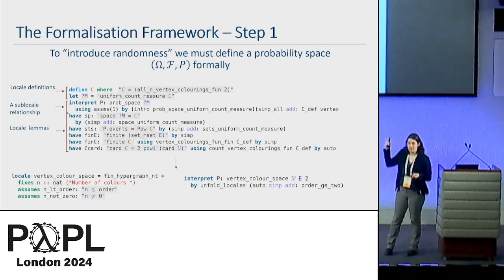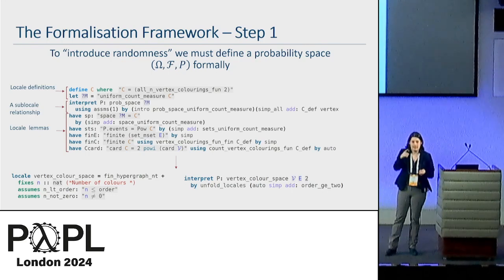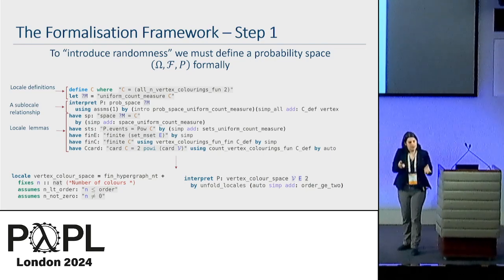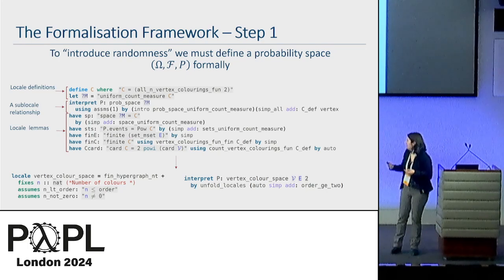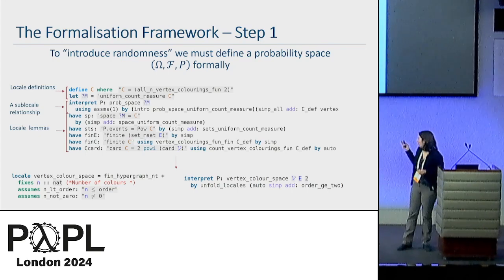That interpret statement for a probability space becomes proving a sublocale relationship, so establishing inheritance. So within your vertex color space, you get all of the properties of a probability space. And all of those local lemmas now just become lemmas within your locale context again, so you don't need to repeat them each time you interpret it. So now we can replace all of that work there by a single interpret line.